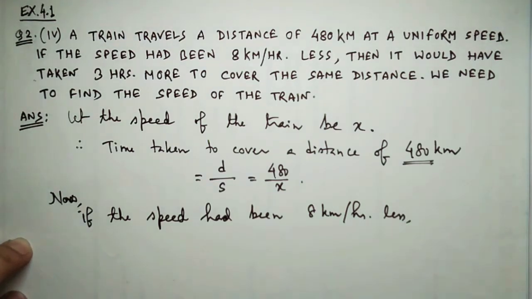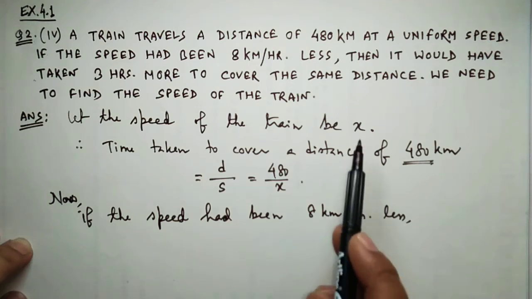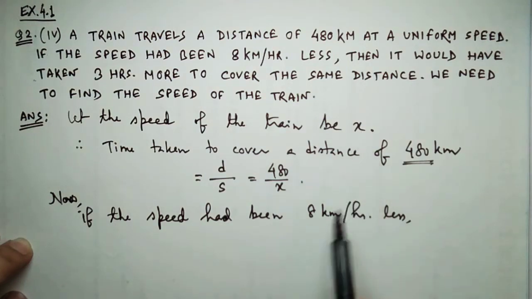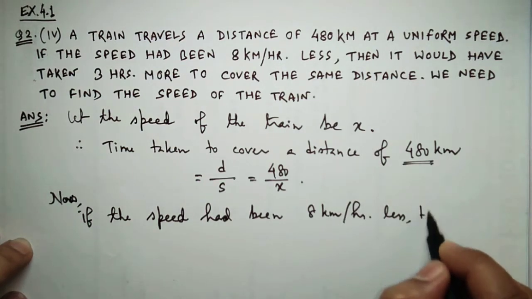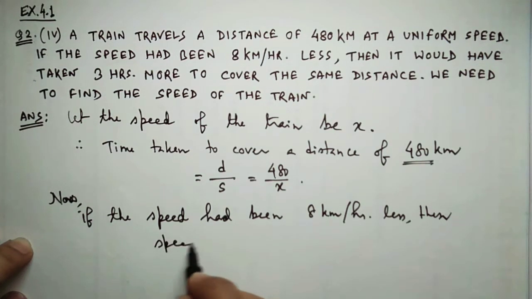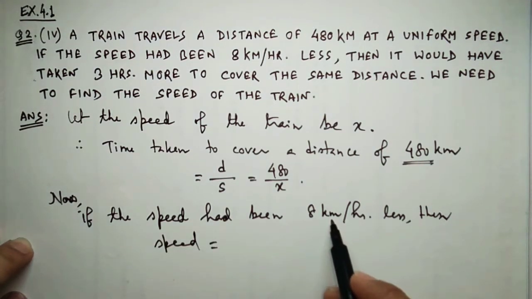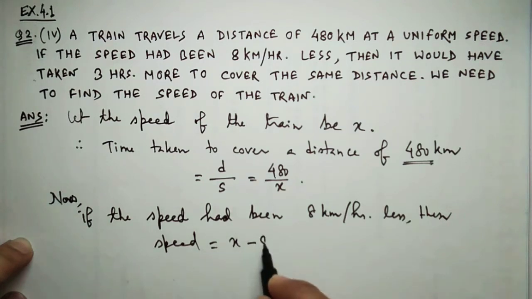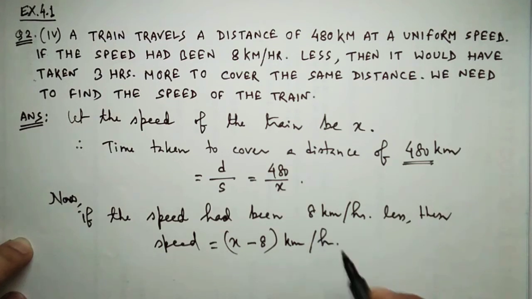Now try to understand. The original speed was x. Now the speed is less by how much? 8 km per hour. So in this case, the speed will be 8 km per hour less than the original x. So now the speed will be x minus 8 km per hour. This is the new speed.